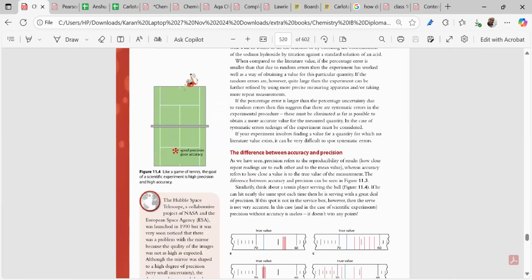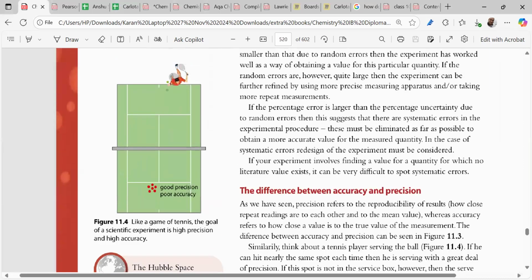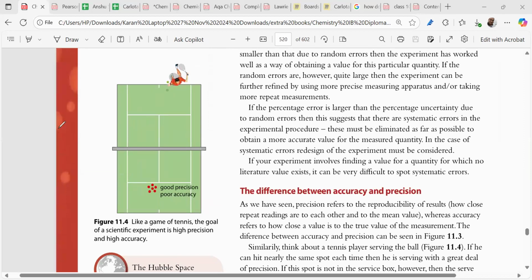See, the graph tells you a very important thing, right? So this picture. See, a lawn tennis, suppose a trainee player, is always hitting the ball precisely, right? But is it accurate? No, this is not accurate. It should hit over here. So obviously this is good precision. The player has got good precision but poor accuracy. Is it clear?